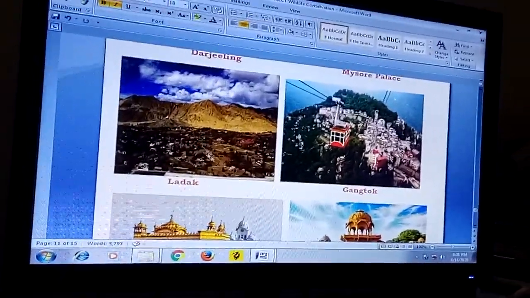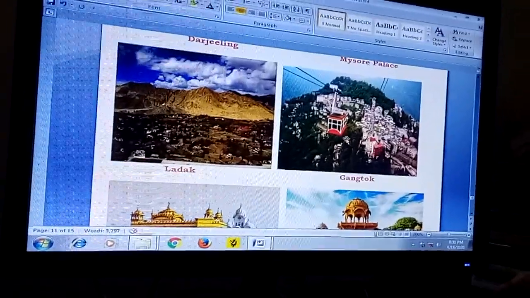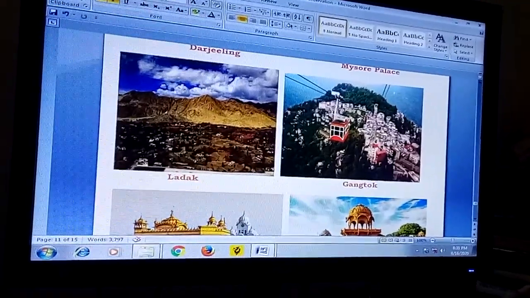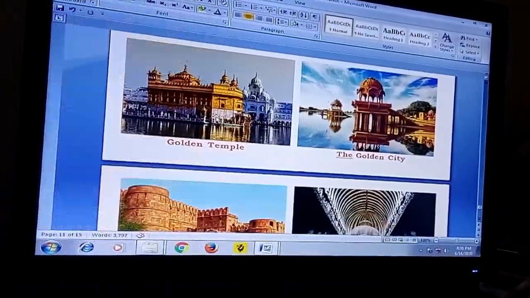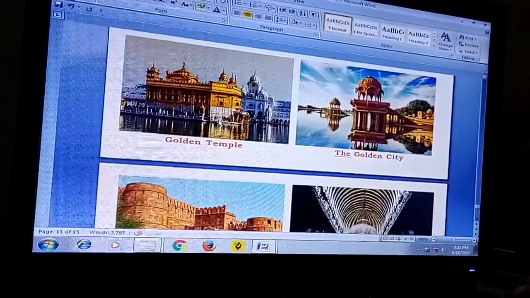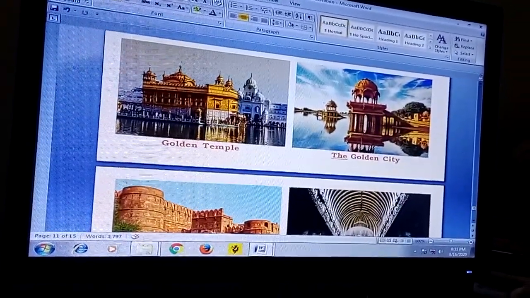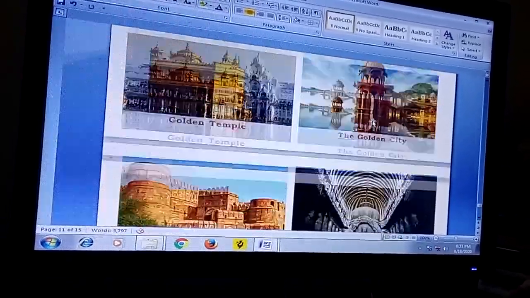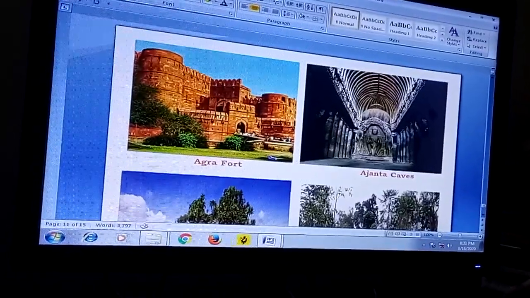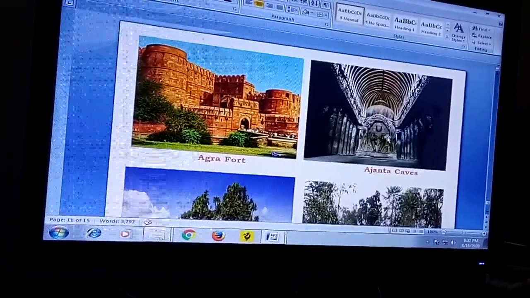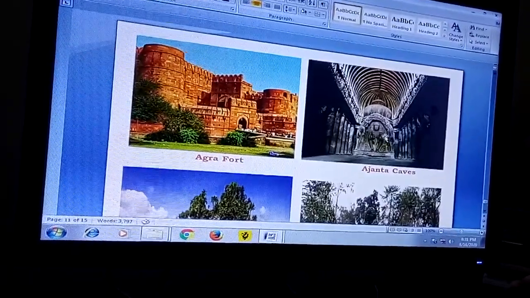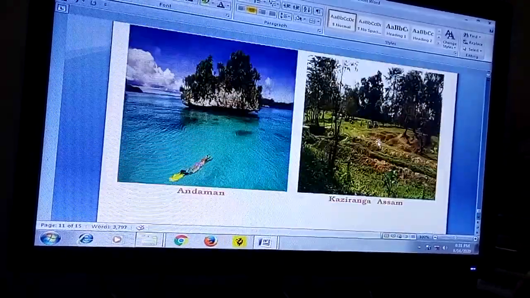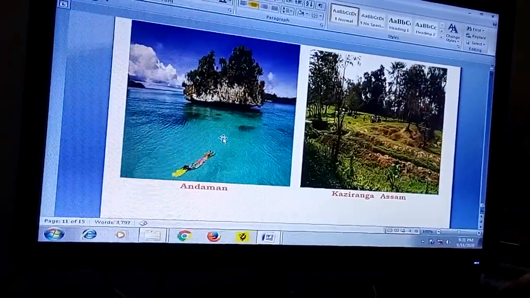Ladakh, Kashmir. And then this is Gangtok. If you go to Gangtok, don't forget to go to Darjeeling. Also, you have this cable ride. Then you have the Golden Temple, Amritsar, and this is the Golden City. These are two different places. Golden Temple in Amritsar and the Golden City. Find out where it is. Then Agra Fort, Ajanta Caves and Ellora Caves, they're all close by, not together, but close by. We have got the Andaman Islands, Andaman and Nicobar.